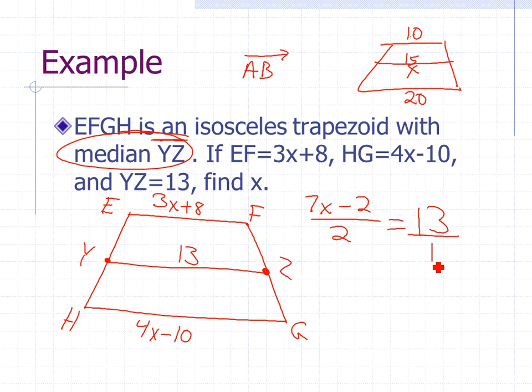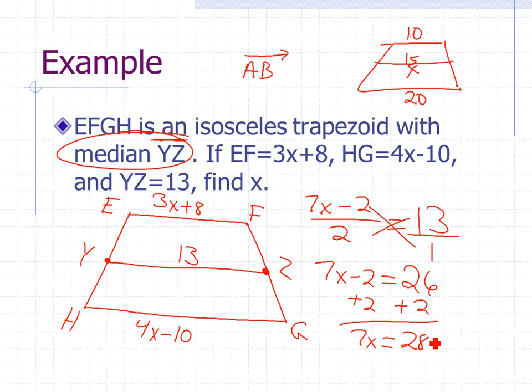All right. We can do it that way. When we cross multiply, 7x minus 2 equals 26. And then what? You add 2. Divide by 7. 7x equals, what's that, 28? Divide by 7, what's x equal? 4. What'd they ask us to find? Find x, so that's all we have to do. If they ask you to find segment EF or segment HG, then you have to go back and plug it in there.